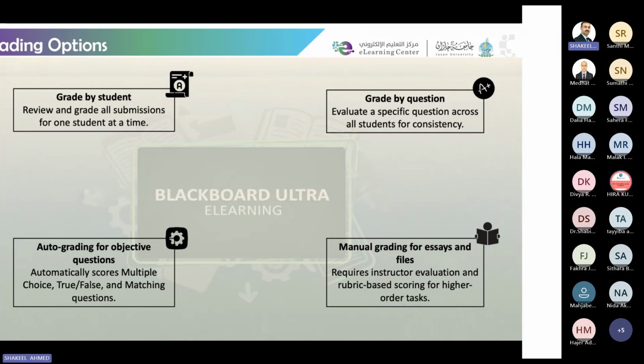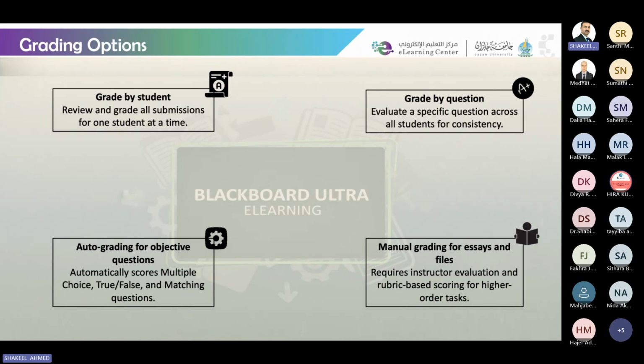Because you know that if you have questions that are true/false or multiple choice, there is the option of auto grading. You don't need to go with manual grading. But if you have essay type questions and some kind of assignments, you need to go with the manual grading system. So those are the different types of grading systems which you need to follow. So let's have a look at how it works.